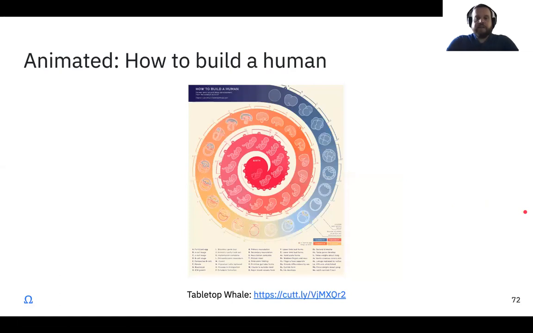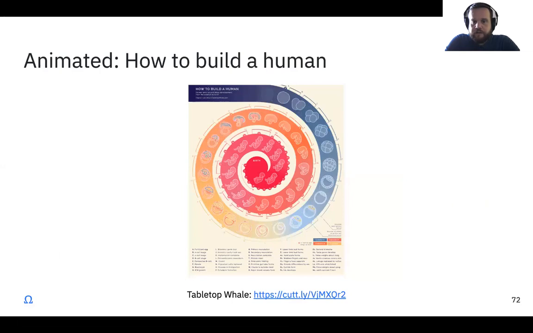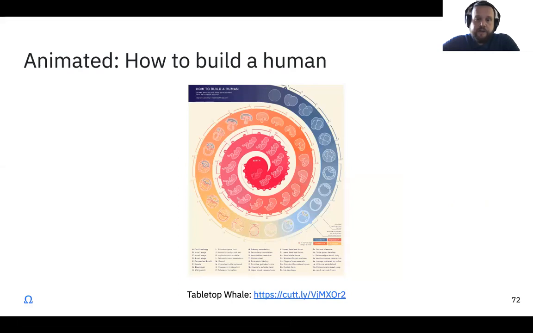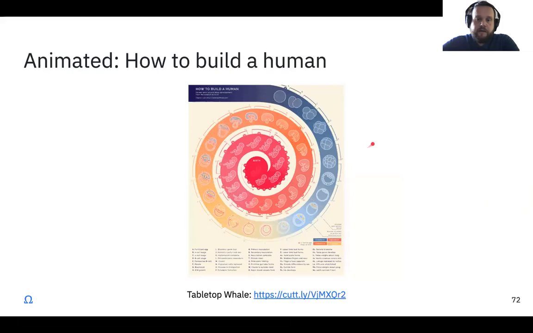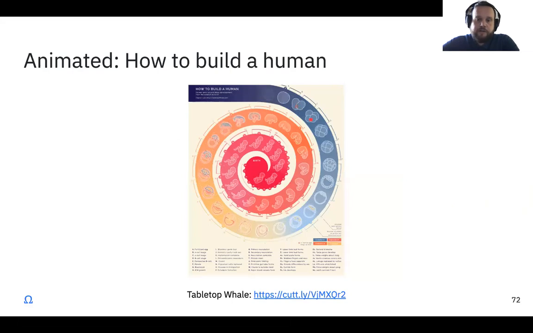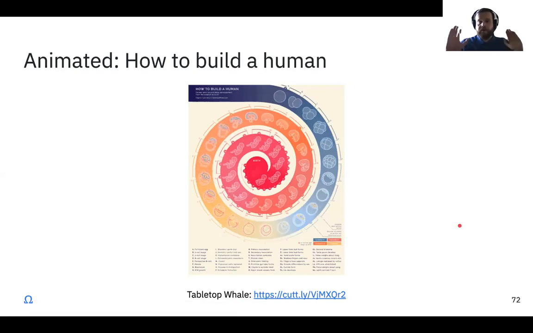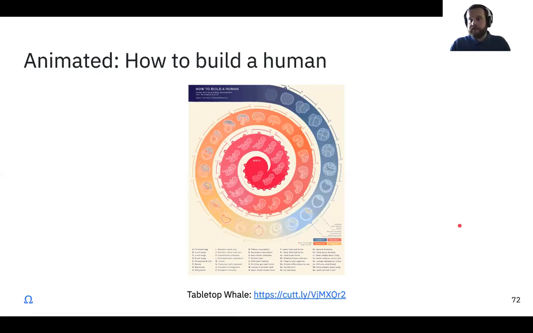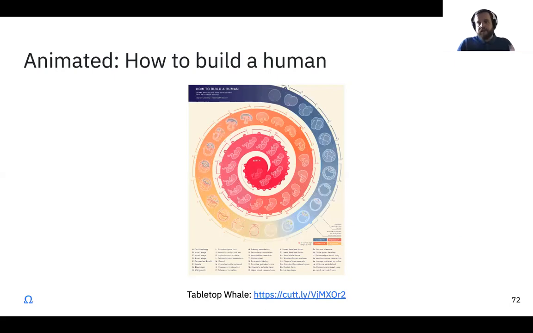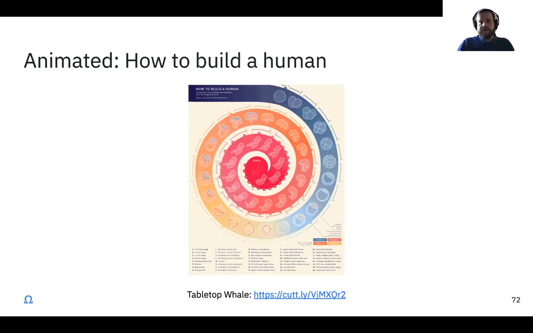Another beautiful animated example is this infographic by Tabletop Whale. You can see the original following that link. Here you can see how a human develops from a single cell to the newborn baby, and you can indeed follow one of those all the way to birth. You have beautifully marked individual weeks of development. This is just great design. This is just a great example of animation in infographics used right, in my opinion. It tells the story. It's not there for its own flashiness's sake. Amazing.